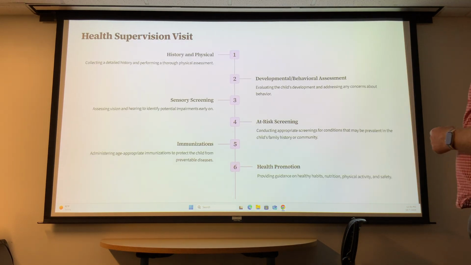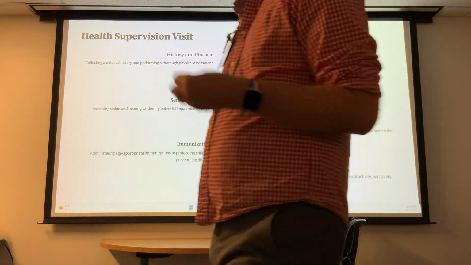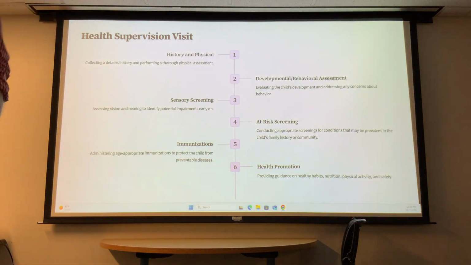Okay. So during the health supervision visit, we're going to do our history and physical, right? So we're going to gather all of that data, and we're going to do our head-to-toe assessment. We're going to look at their developmental assessments and their behavioral assessments. Again, are they doing the things that they should be doing for the age that they're at and their developmental stage? Where are they at?